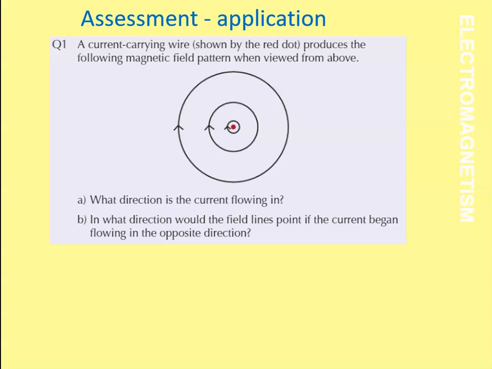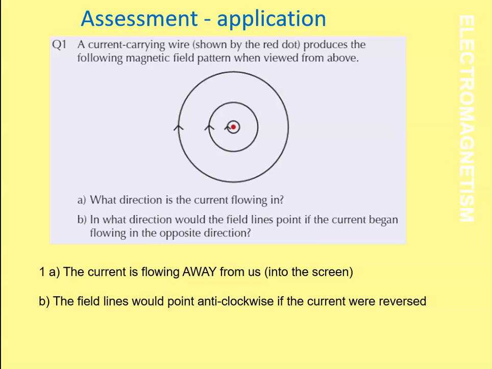Okay, so question 1a, the direction the current's flowing in, it's flowing away from us, it's flowing into the screen. We can see that from the shape of the field lines. The field lines are going clockwise. If we use our thumb, we can only get it pointing in that direction if it's pointing towards the screen with our right hand rule. Question B, in what direction would the field lines point if the current began flowing in the opposite direction? Field lines would point anti-clockwise if the current were reversed. If we reverse the current, we reverse the direction of the field lines.